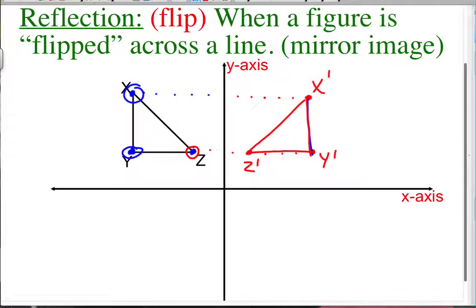And let's not forget that when we draw our new image, that's what it's called, the new image, we have these little notations here: X prime, Y prime, Z prime. That's what tells us that that is our new shape.